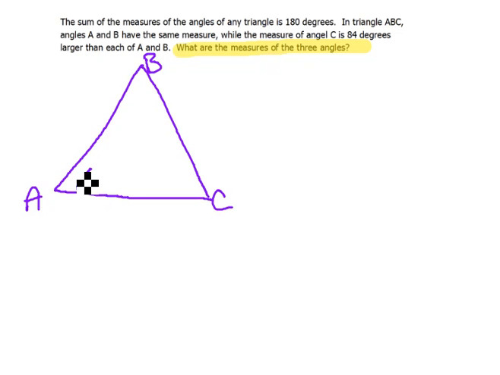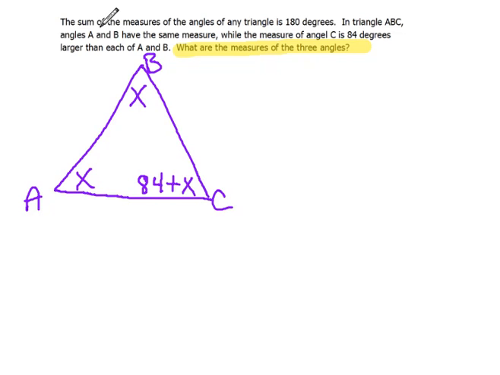So I'm going to label A and B as x's. Now I labeled them both as x's because it said that they were identical. They were the same. The measure of angle C, it says, is 84 larger than. So that would be 84 more than or plus x. Now we've identified each one of our variables, and we can start trying to write our equation.